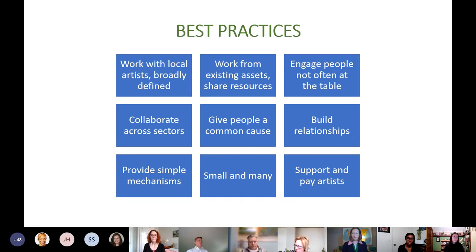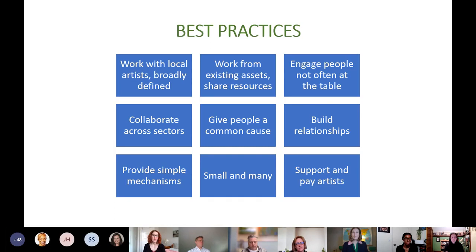Collaborating across sectors, I mentioned. Giving people a common cause. Artists are great at doing this, but artists themselves are also interested in working together and moving something forward as a group. Building relationships, I touched on this a little bit. That is actually, I think, the hidden work, and actually the easy part. But building relationships is what changes things, right?